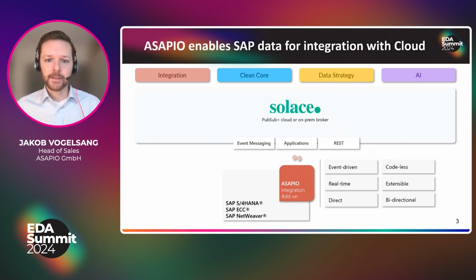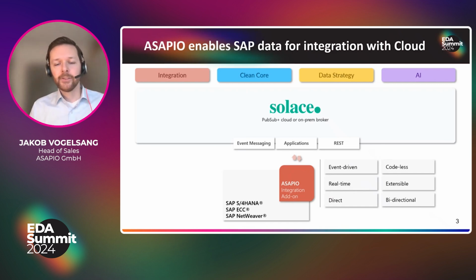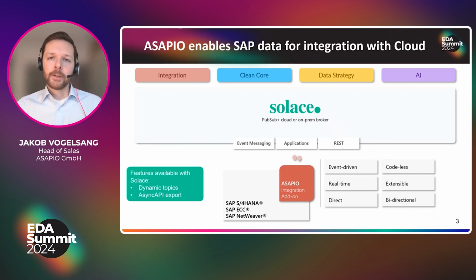And it is also an extensible framework, meaning if you have additional, more complex requirements, you can model these within ASAPIO. And basically, what this enables you to do is a bidirectional event-driven integration between your broker and your SAP system, no matter whether it's an SAP S/4HANA system, whether it's an SAP ECC system, or basically any NetWeaver ABAP that we support.